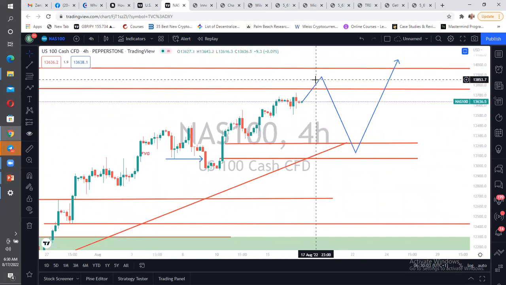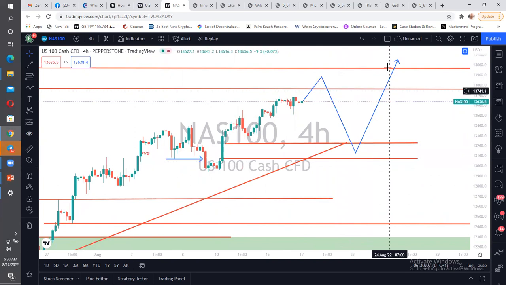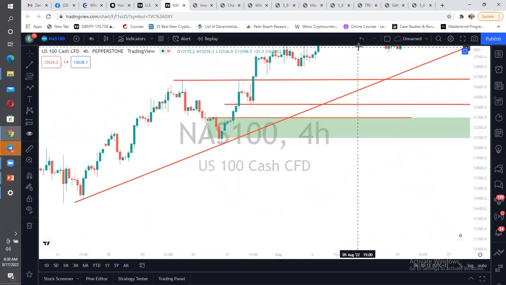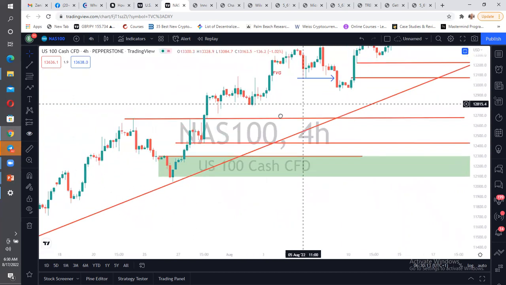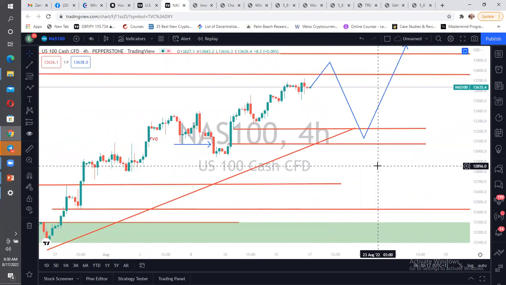So once you hit this level, we'll be expecting a pullback to this level. Then from this level, we'll be going to the upside. Especially, we would like to see them take away the trend line liquidity that they've actually created. Okay, so that is what we'll be expecting from this particular pair.